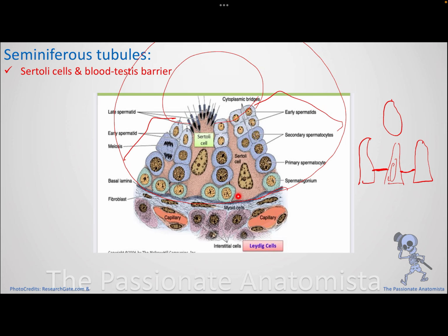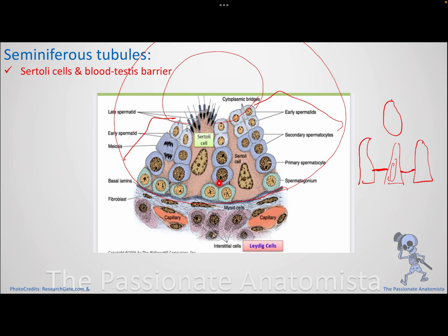They're going to make sure to let only the nutrients, the oxygenation, or whatever we need from the blood get into the seminiferous tubules and get to the cells, without letting these immune cells enter the tubule itself. Another thing about the Sertoli cells, they are important because they are giving the nutrition and the support, other than the blood-testis barrier, to all the growing spermatocytes.